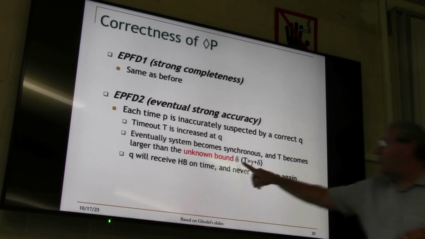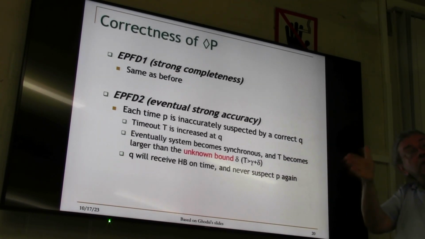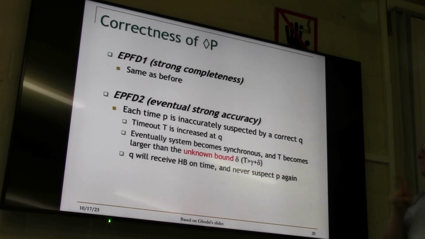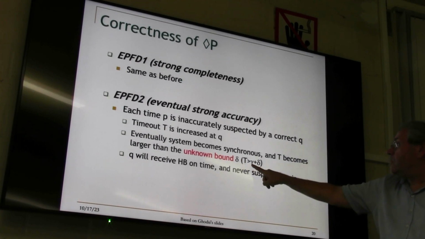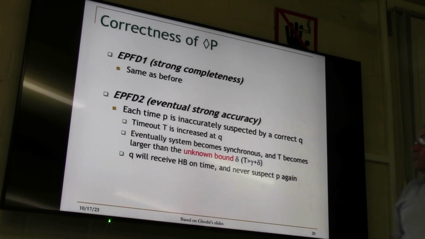Larger than the unknown bound, so it's basically larger than gamma plus delta. Gamma is the time between the sending of the heartbeats, and delta is the message travel time. So eventually T is bigger than gamma plus delta, and at that point Q will never suspect P again, because the message will always arrive before the end of the T interval. You see that? You see that there are these two conditions?